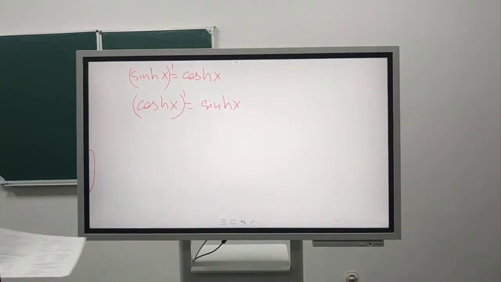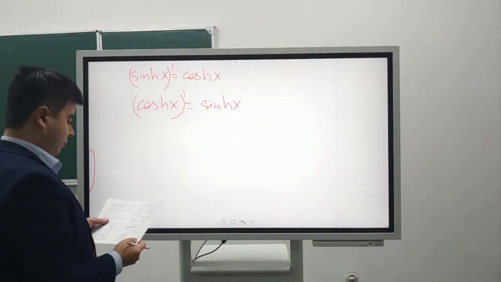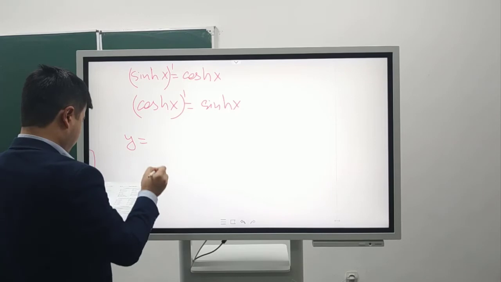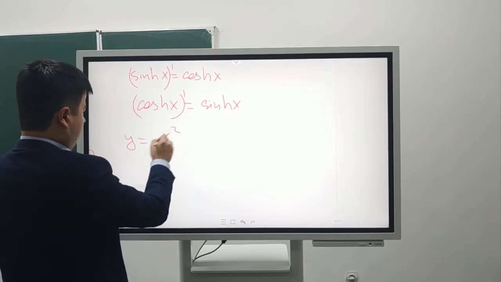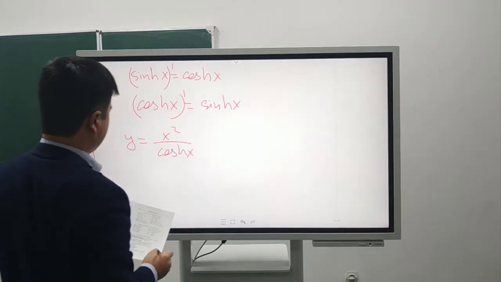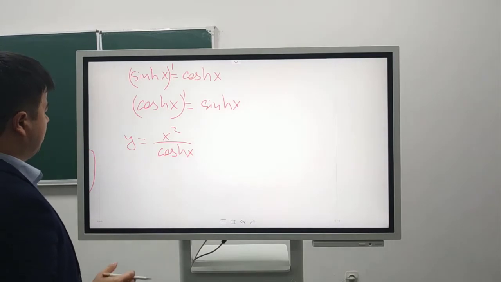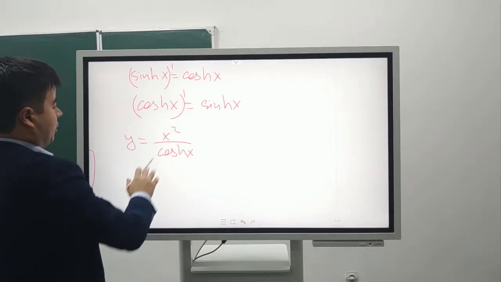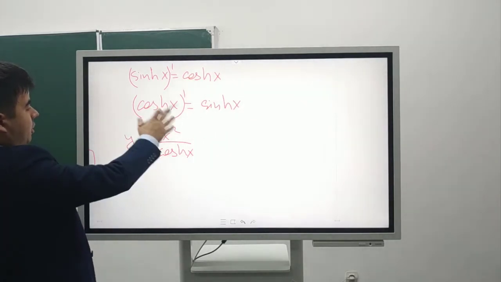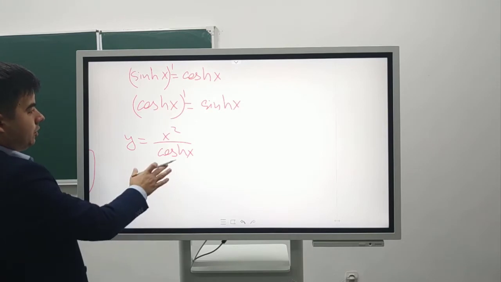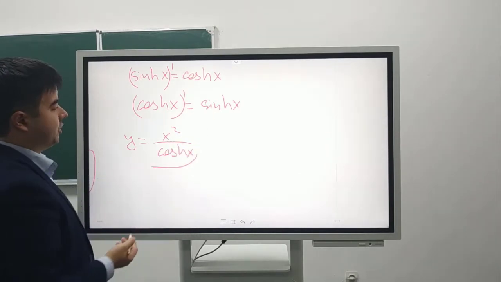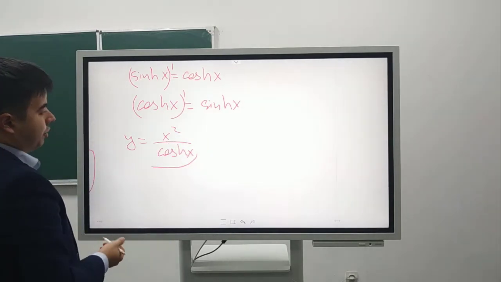And now, using these ones, we have the following one. y equals x squared over hyperbolic cosine x. Here again we can use the derivative of the ratio, the division, and find this one. I think it's also clear. The derivative of hyperbolic cosine x is just hyperbolic sine x, and you can do this example by yourself.